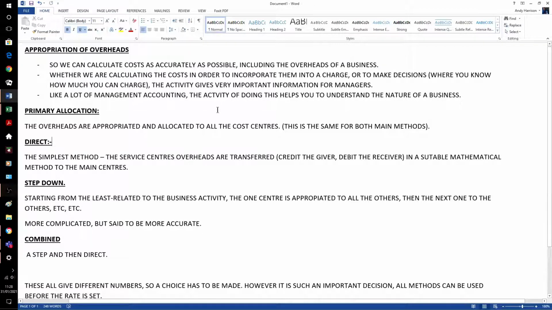Like a lot of management accounting, the activity of doing it also helps you to understand the nature of a business, and of course these are all predictions, these are all budgeted figures. We're looking at the appropriation for the next year. We won't know how well it worked until the end of the year when we've over or under absorbed. So the primary allocation first, so we're going to appropriate and allocate appropriation in proportion as a fraction to the cost centres. So all the methods use the primary allocation to start off with.